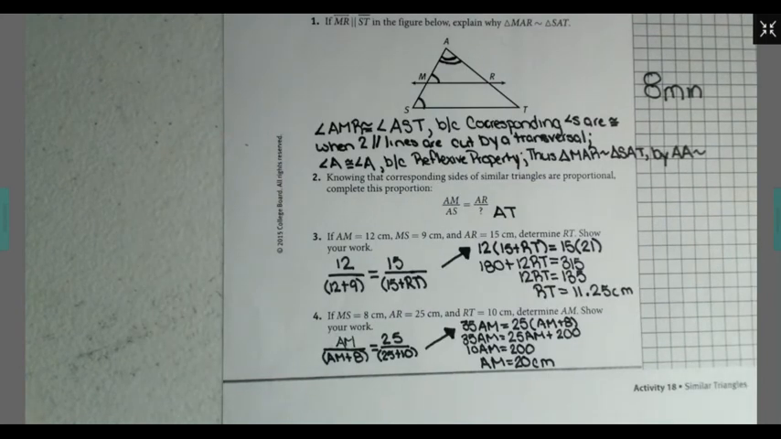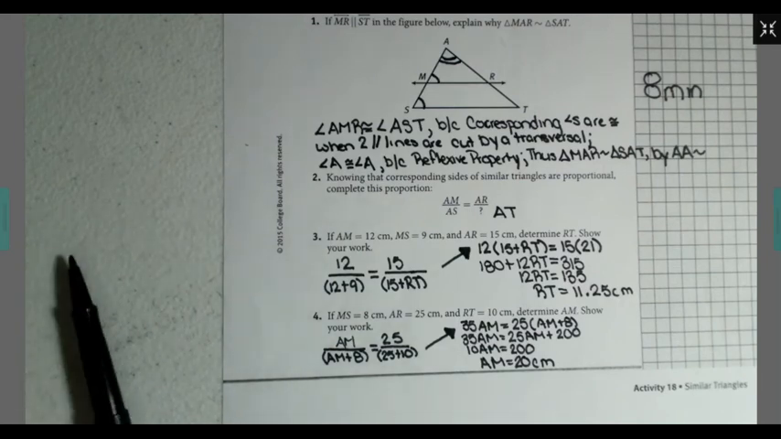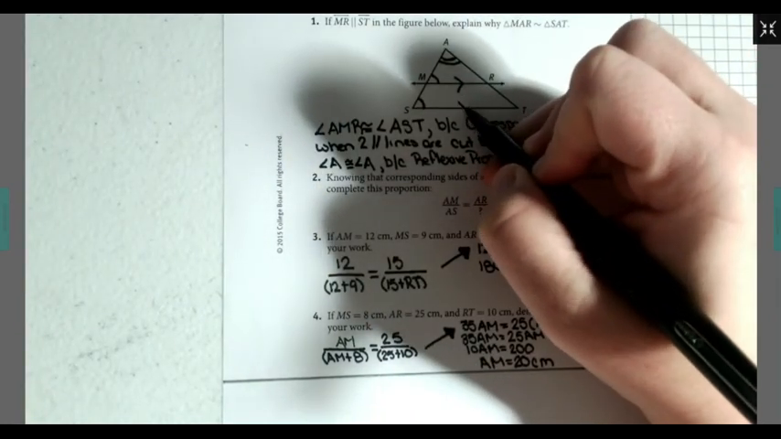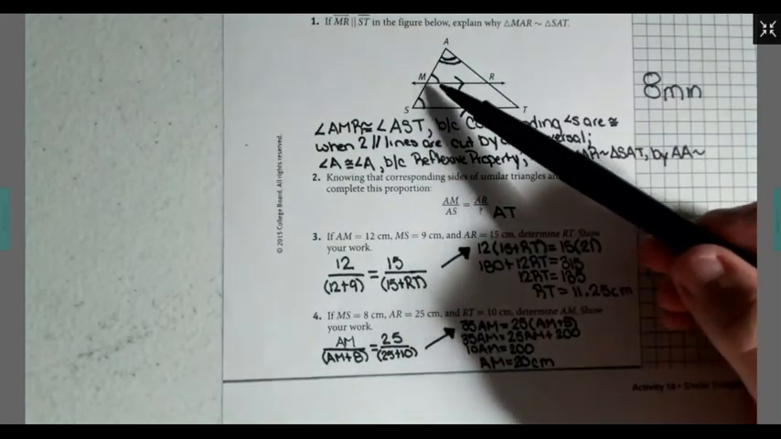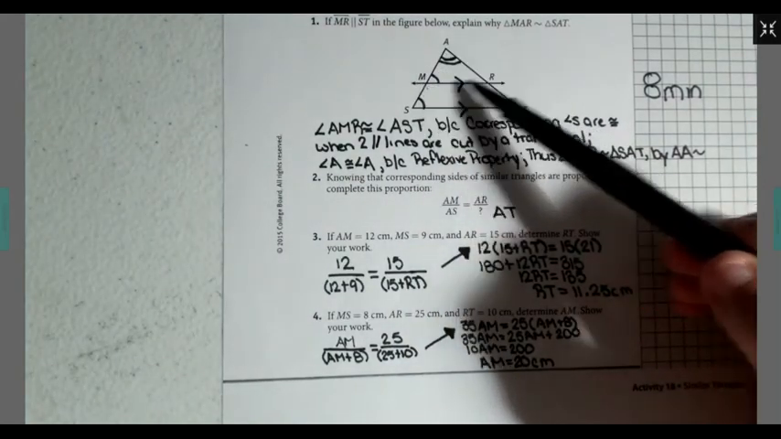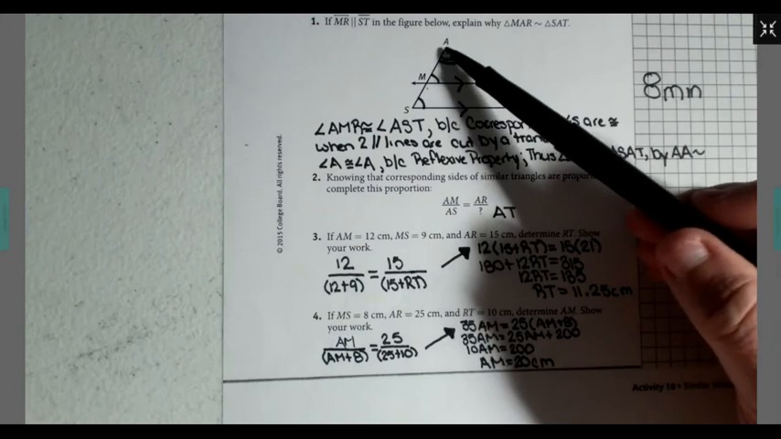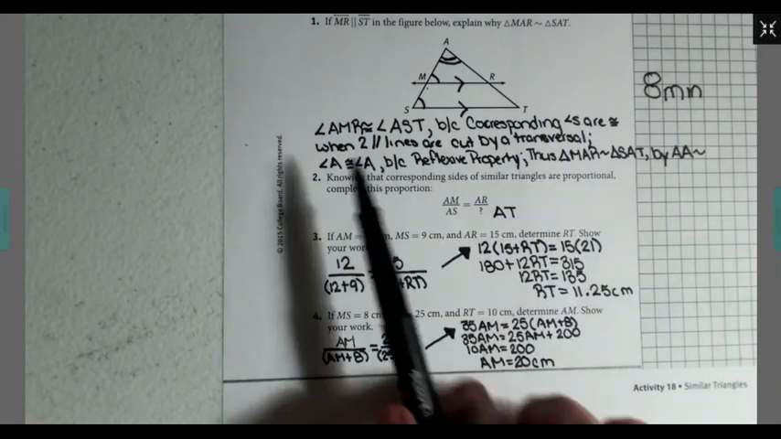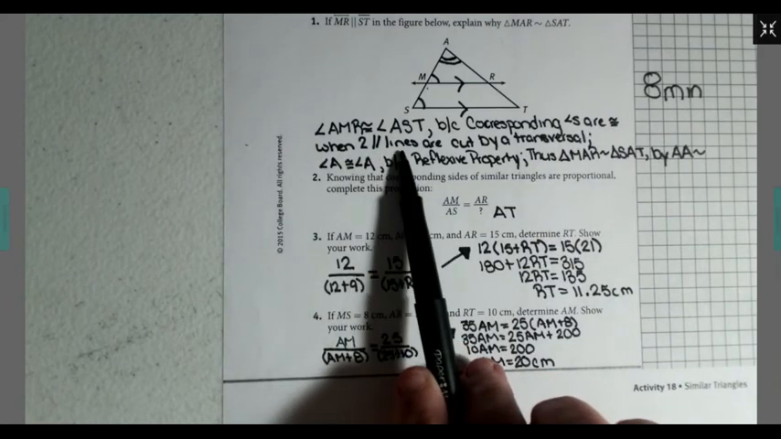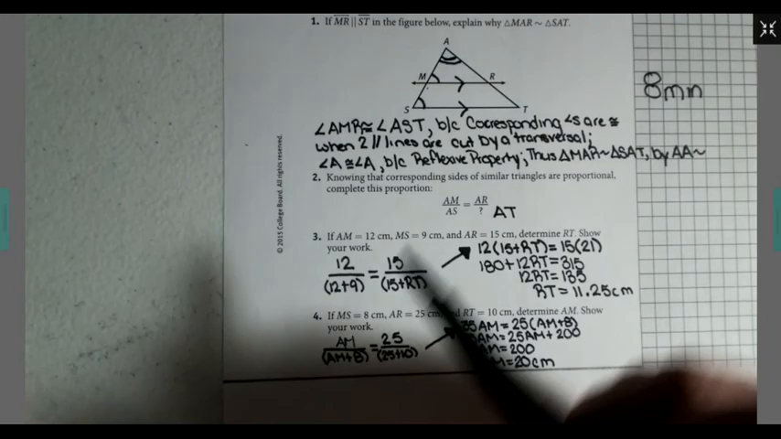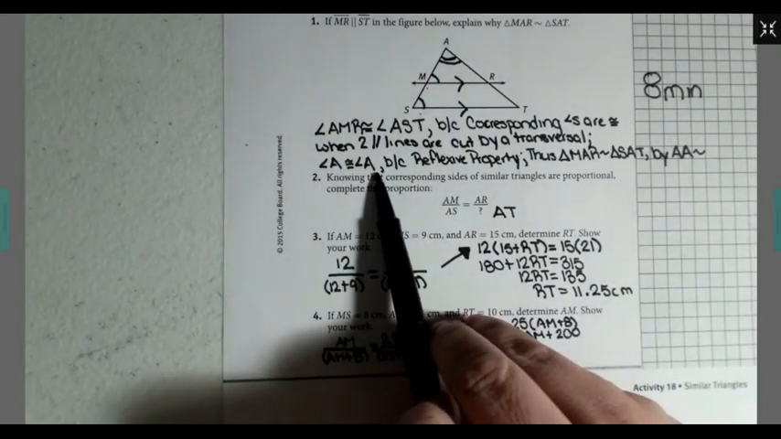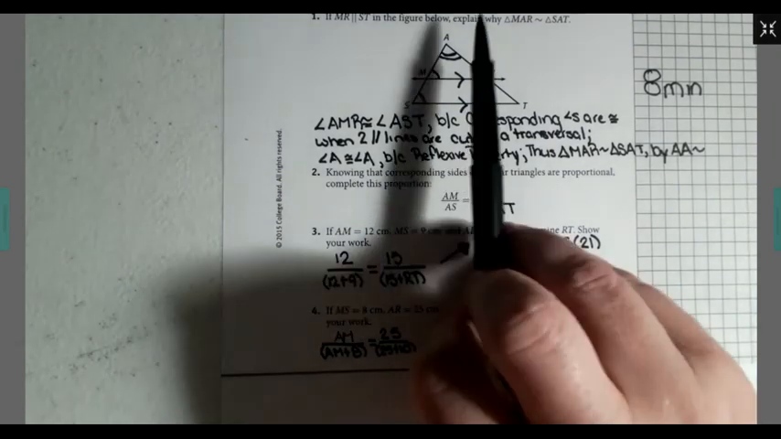As you can see, questions 1 through 4 have now been marked for us. I stated, well, because we know that MR is parallel to ST, we can state that angle AMR is congruent to angle AST because corresponding angles are congruent when 2 lines that are parallel are cut by a transversal. So corresponding angles congruent. And we know that angle A is congruent to itself because of the reflexive property.